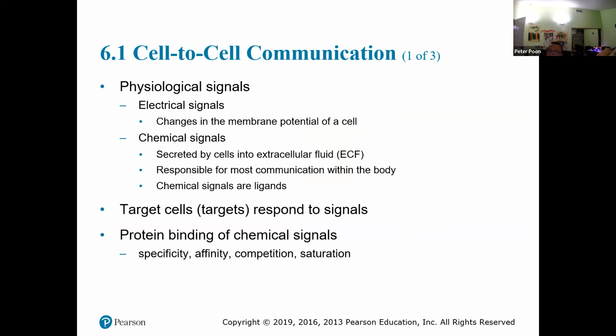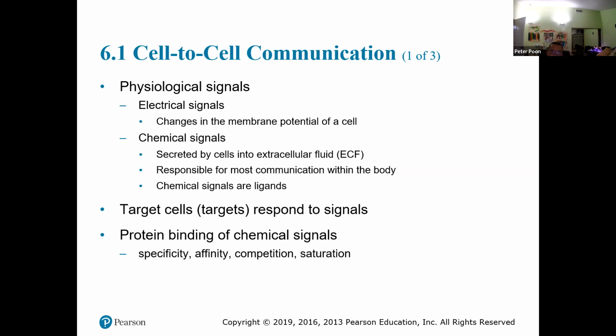Because we are a multicellular organism, all our cells have to communicate with all our other cells some way. And we even have to communicate with the bacteria inside our guts and stuff like that. So cell communication is a really big part of physiology. There are two ways that cells communicate.